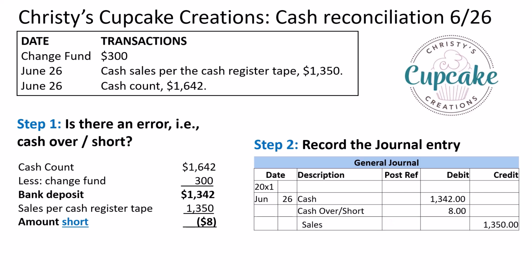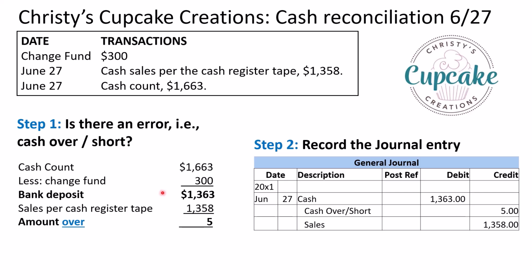Now let's look next at an example with a cash overage. The third transaction occurred on June 27th, where we had cash sales of $1,358 and a cash count of $1,663, which includes the $300 change fund. We start by subtracting the change fund of $300 from the cash count at the end of the day, and in our example for June 27th, that leaves us with the amount of $1,363 that the business is going to deposit in the bank account.